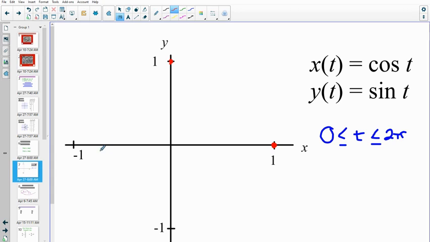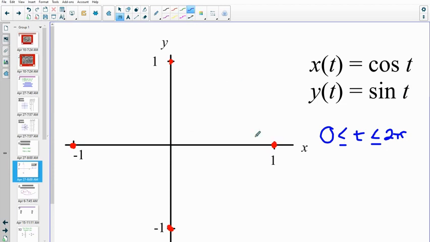After another pi over 2, so at time equals pi, I'm over here. My horizontal, my x component is -1, and my y component is back at 0. At time equals 3 pi over 2, cosine of 3 pi over 2 is 0, and sine of 3 pi over 2 is -1. And then by the time I get to 2 pi, I'm back to where I started.